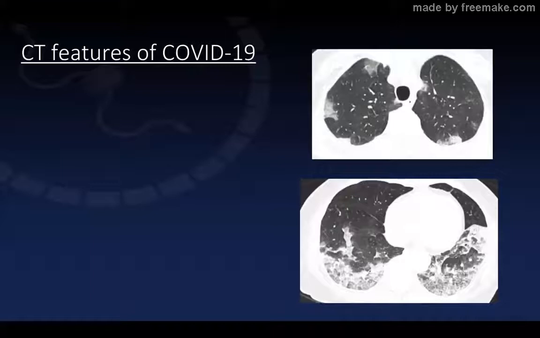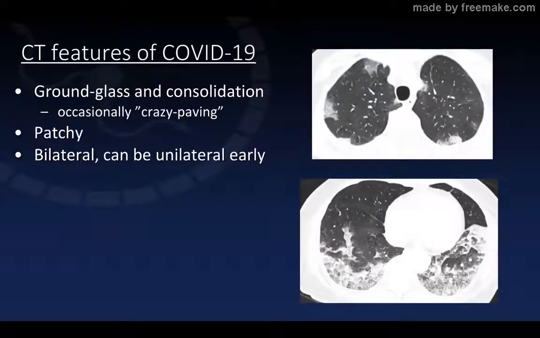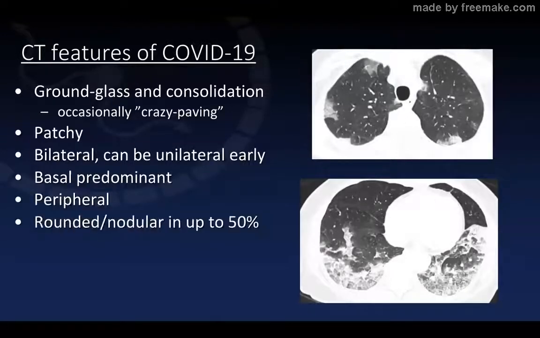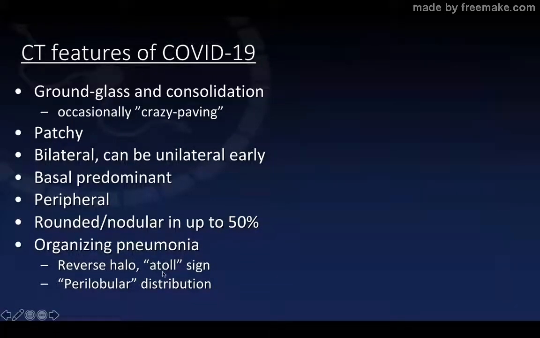So to summarize, CT features of COVID-19: ground glass and consolidation, occasionally with crazy paving, just patterns of pulmonary opacification. Patchy, bilateral, and can be unilateral early, basilar predominant, peripheral, and can be rounded or nodular appearing in up to 50% of patients, and emerging as an organizing pneumonia pattern with what we call the atoll sign or reverse halo sign, and perilobular areas of distribution of pulmonary opacities.